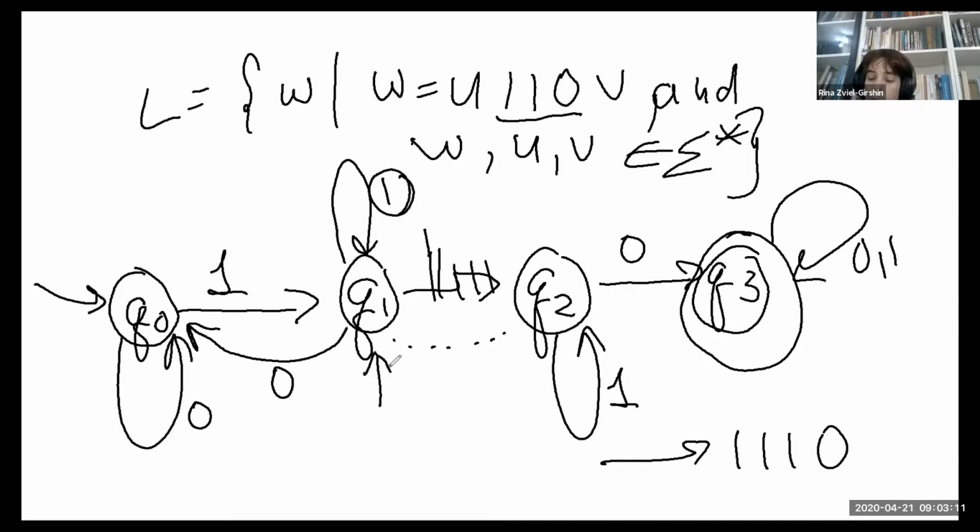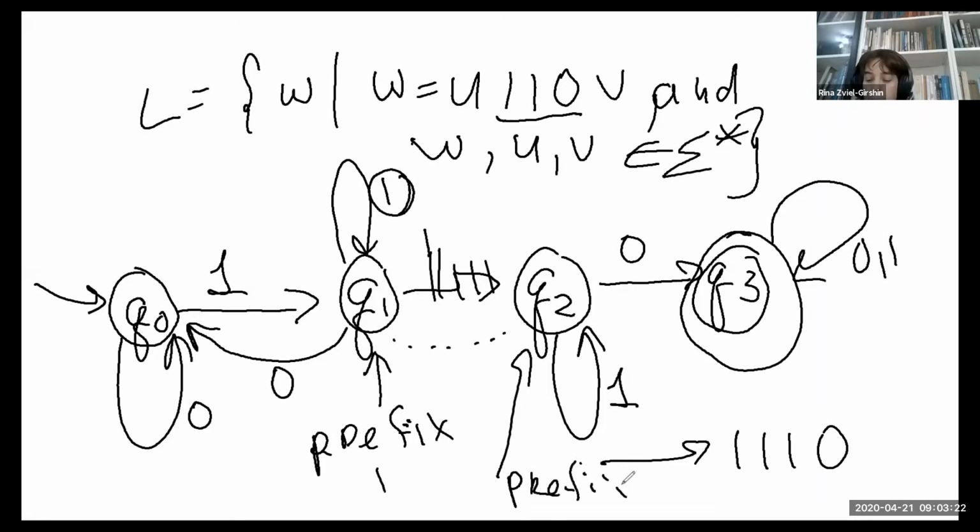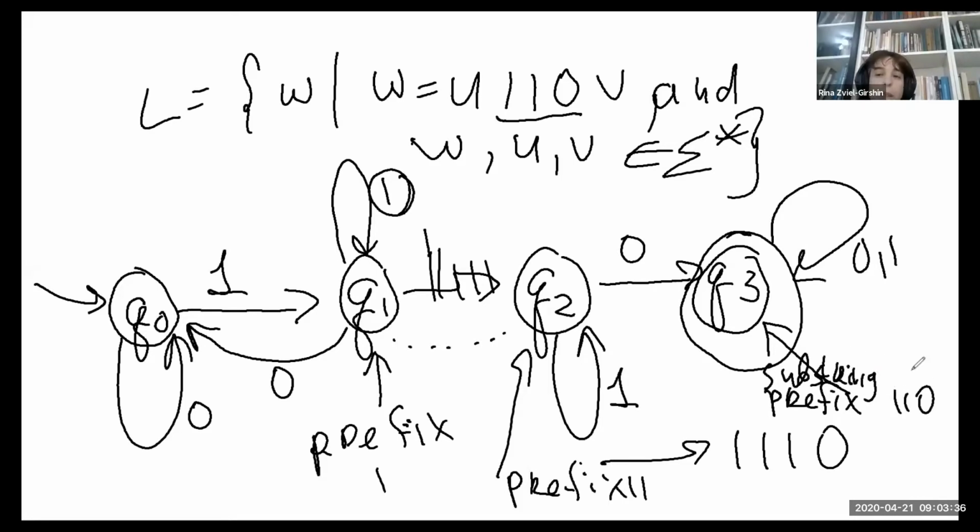So basically, you have 3 meanings. This one tells you prefix 1. This one tells you prefix 11. This one, that's why it's a final state, tells you substring 110. So you need here, since you are watching 3 letters, you need to have at least 3 arrows. To have 3 arrows, you have to draw 4 states here in this example.